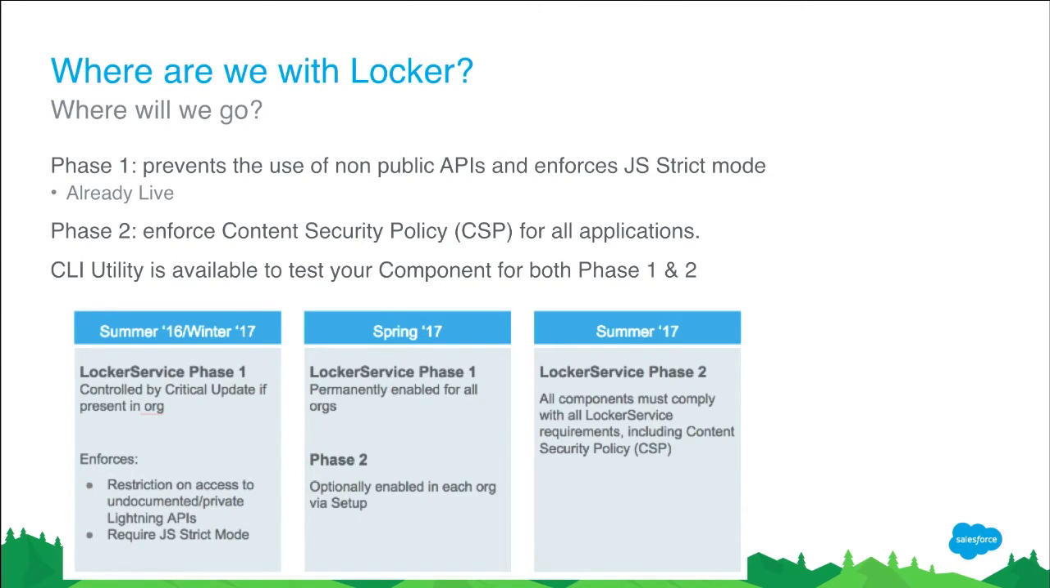And what I meant by two phases is that currently in the winter release, we have our phase one, or the JavaScript strict mode, rolled out as a critical update. So your admins can go in and toggle it on and off depending on what they have. We did that because we understand many developers already built Lightning components.